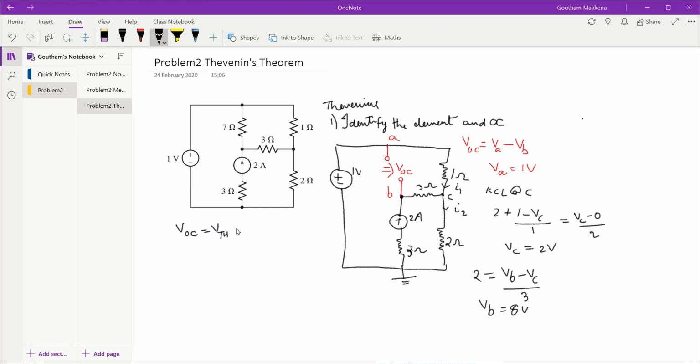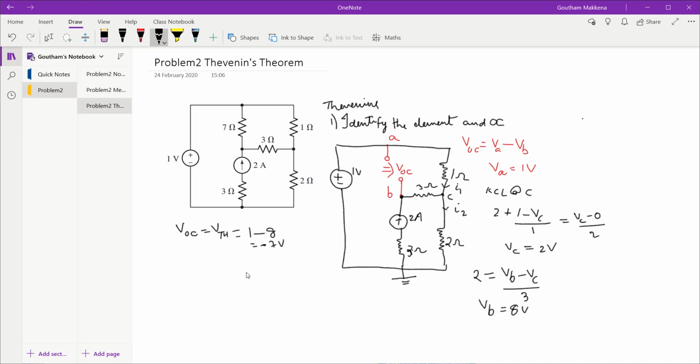So it is nothing but VA minus VB. VA is 1 volt and VB is 8 volts. So 1 minus 8 would give me minus 7 volts. So my VOC is minus 7 volts. So my next aim is to find out RTH.